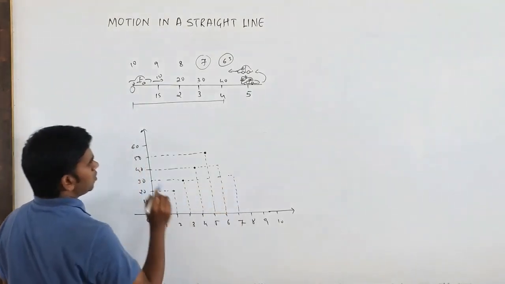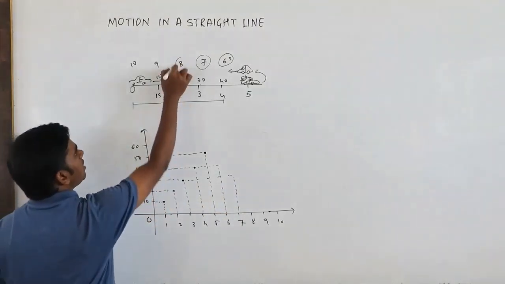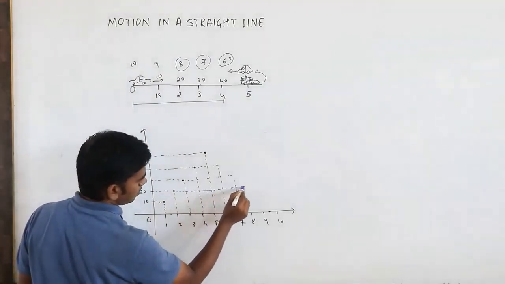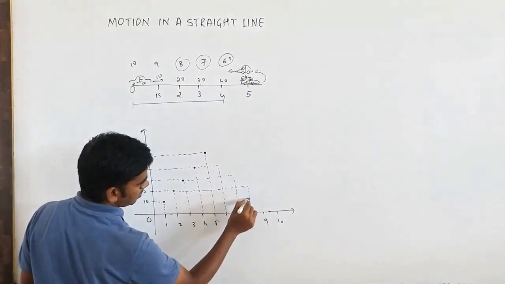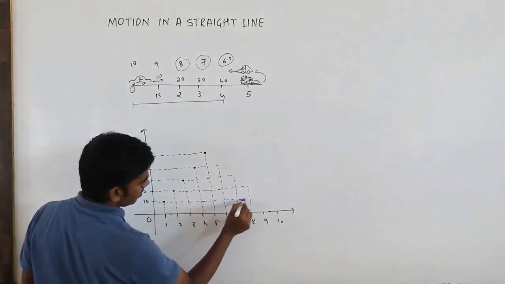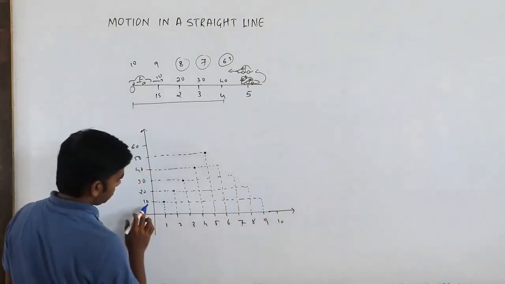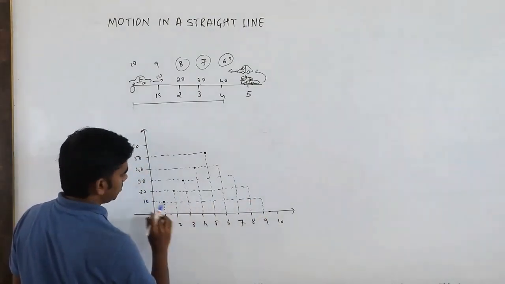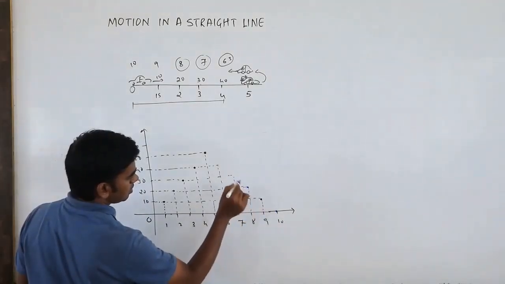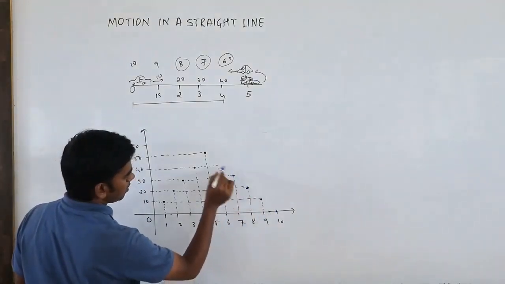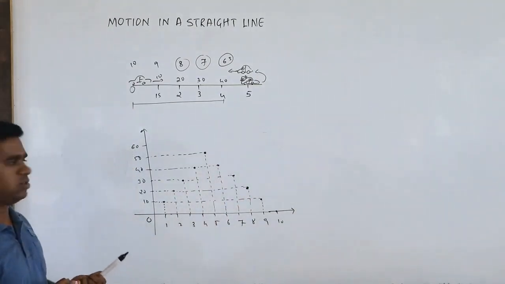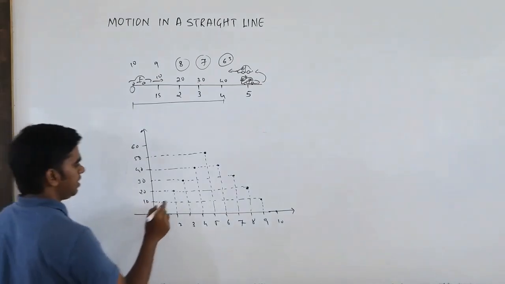Okay, so when time is 8 seconds, it is coming to 20. When time is 9 seconds, it is coming to 10. When time is 10 seconds, it is coming to 0. Okay, so these are the next set of points. So this is the motion of the object which we can graphically represent.